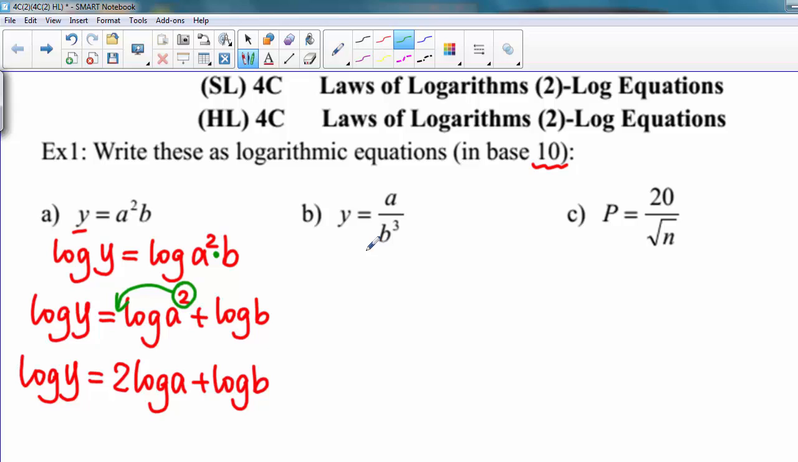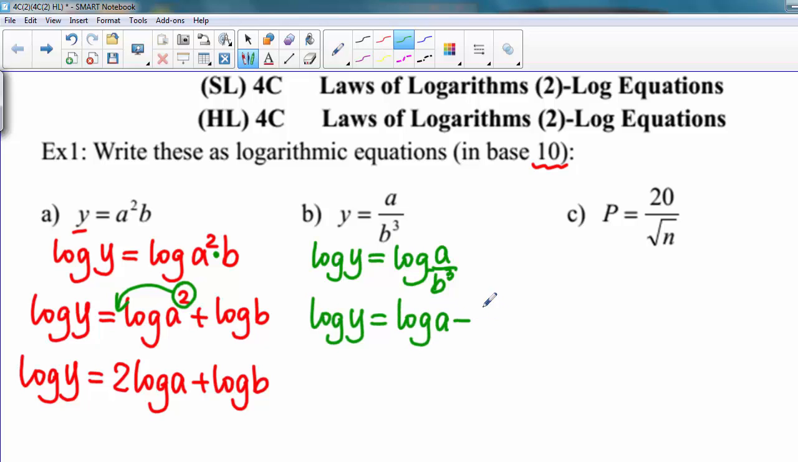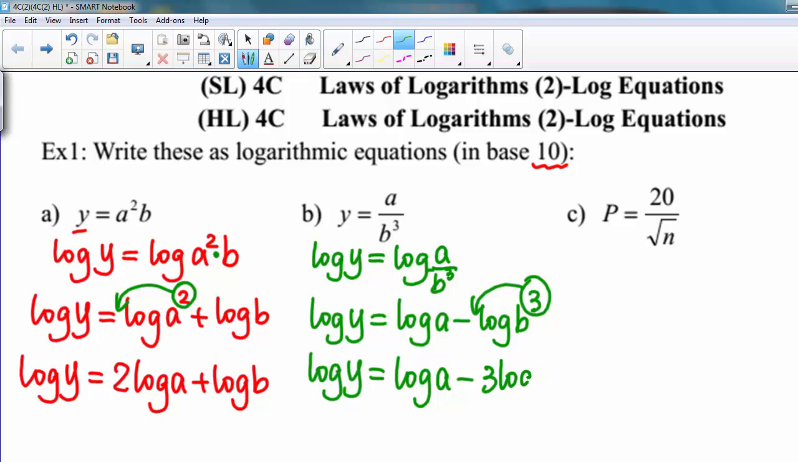So you can pause here for a little while and then come back to check your answer with my answer. So the second one, y equals a over b cubed. I log both sides. On the right side, this is log a divided by b cubed. So this is the quotient. We should use the quotient law to split this log. So it's log a minus log b cubed. For b cubed, this one has the exponent. The exponent can go to the front of the log based on the power law. So the final result for the logarithmic equation should be log y equals log a minus 3 log b.